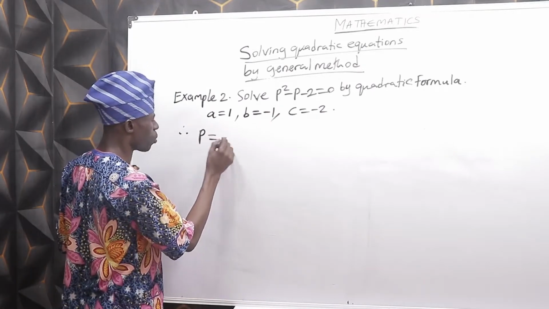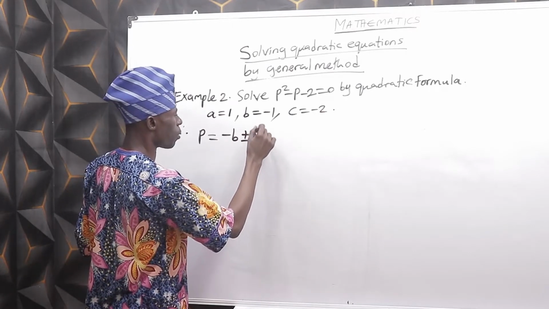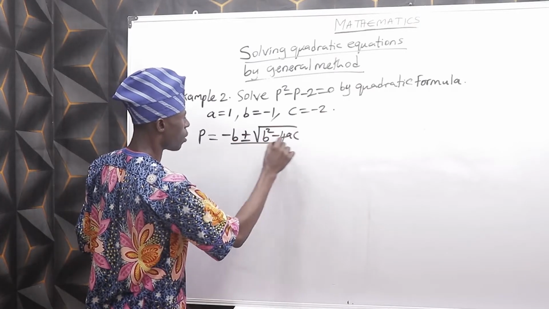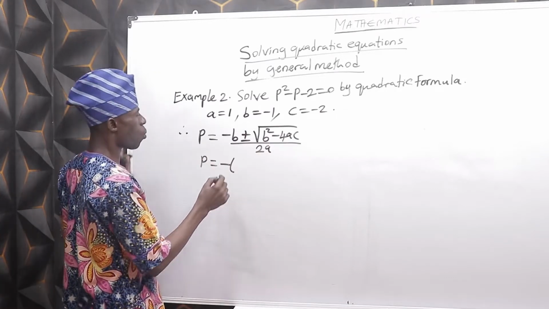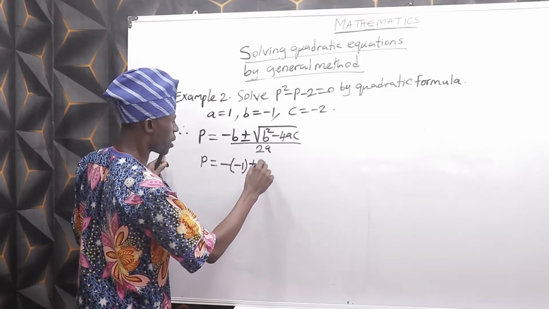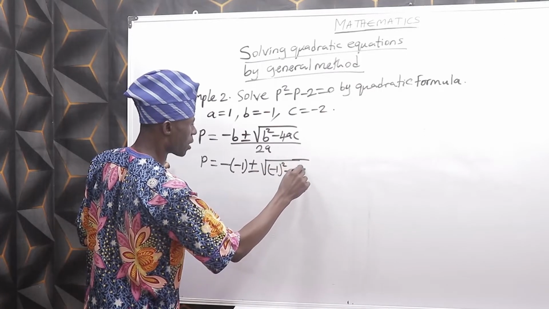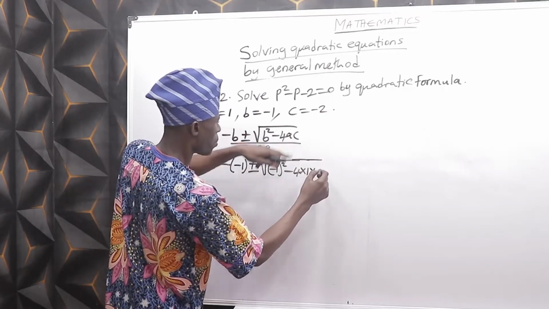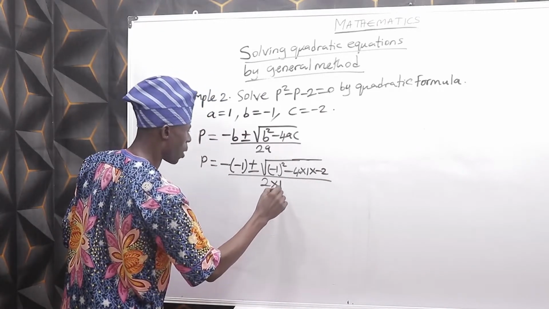So you say p is equal to minus b plus or minus square root of b squared minus 4ac all over 2a. So p will be equal to minus, what is your b? Your b is minus 1, plus or minus square root of minus 1 all squared minus 4 times your a, which is 1, your c, which is minus 2, all over 2 times 1, your a.